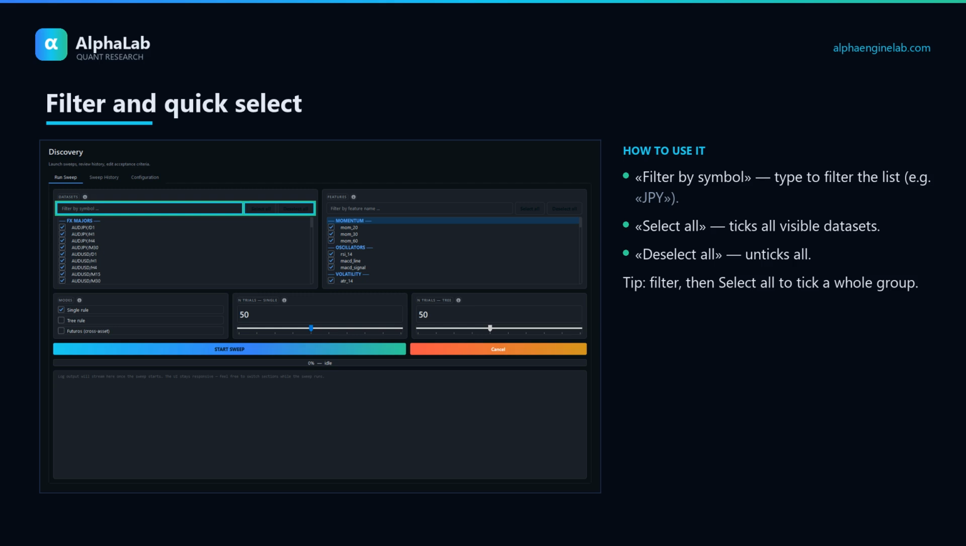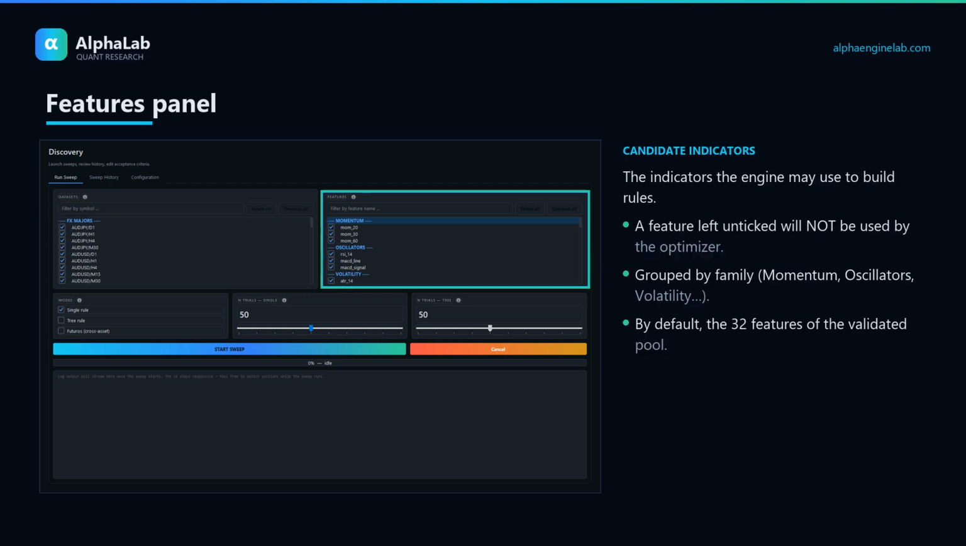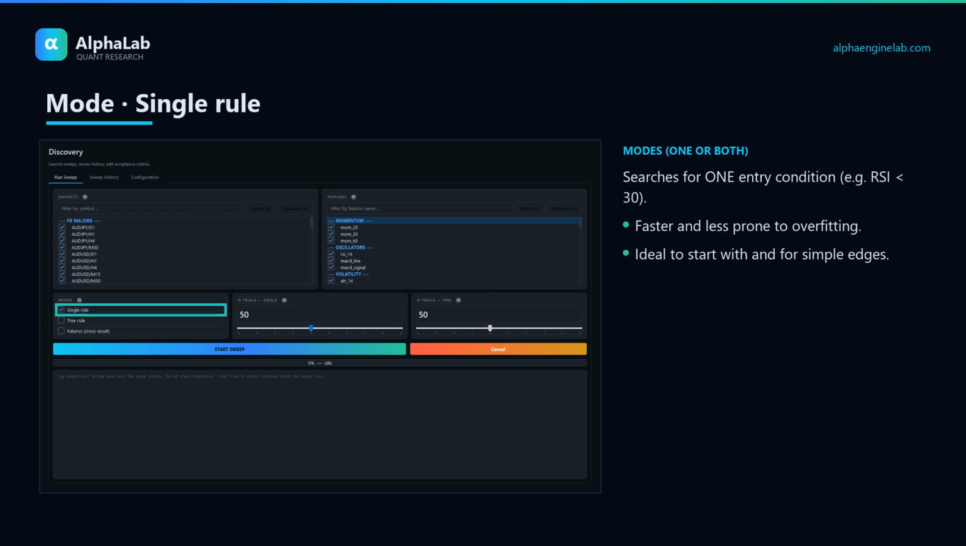A handy trick: filter by the group you care about first, then press Select All, so you tick only that group in one click. On the right is the Features panel, the set of indicators the engine offers the optimizer as candidates for the entry rules. If you untick a feature here, the optimizer won't choose it, even though it keeps being computed internally because others may depend on it. They are grouped by family: momentum, oscillators, volatility, and so on. By default, the 32 features of the validated pool are enabled, so to get started you don't need to touch anything here.